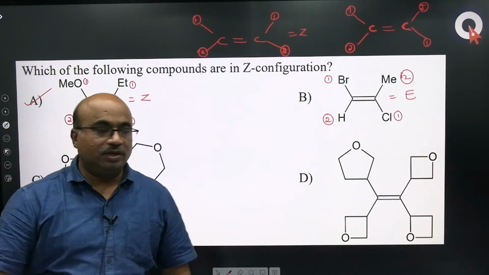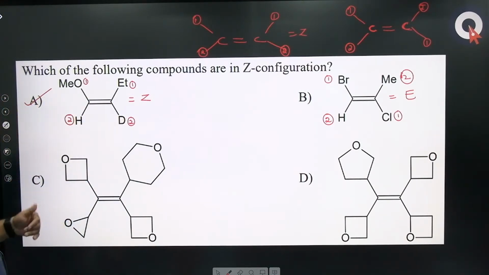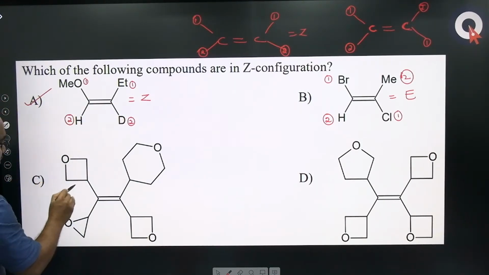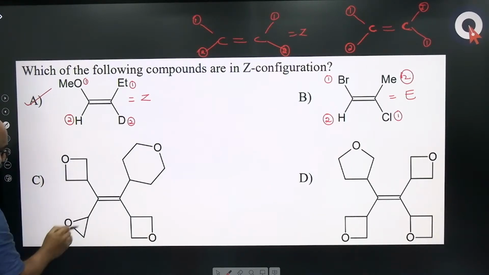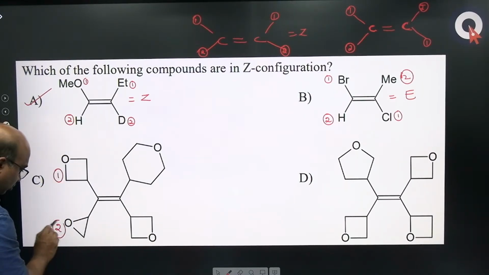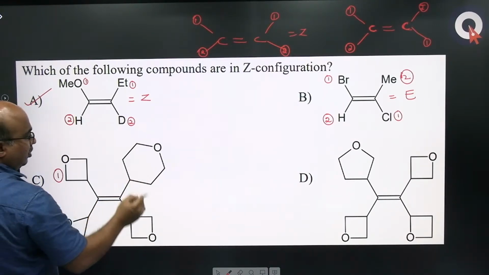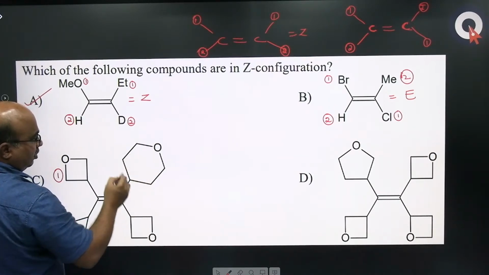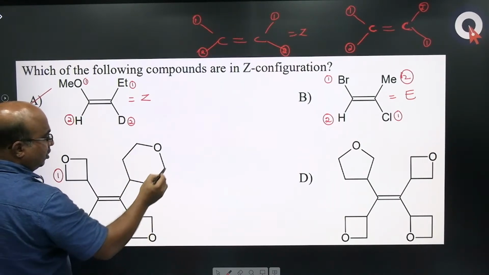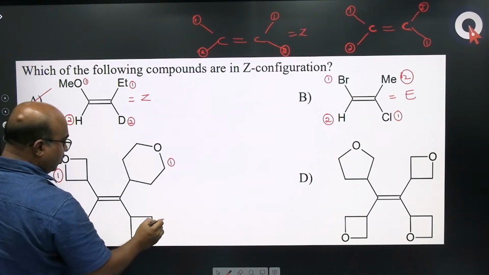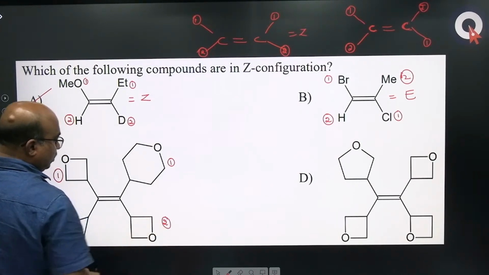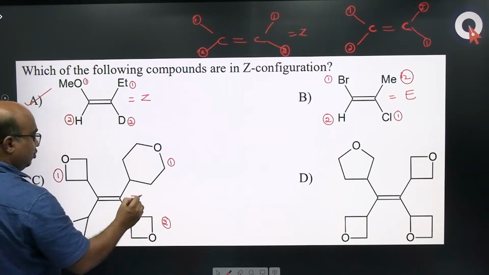Okay, now coming to this. This has 3 carbons with oxygen, this has 2 carbons with oxygen. Its mass is more than this mass, so this is the first priority group and this is the second priority group. And here also, this is a 6-membered ring system, a 4-membered ring system. This is the first priority group and this is the second priority. So this is also set.